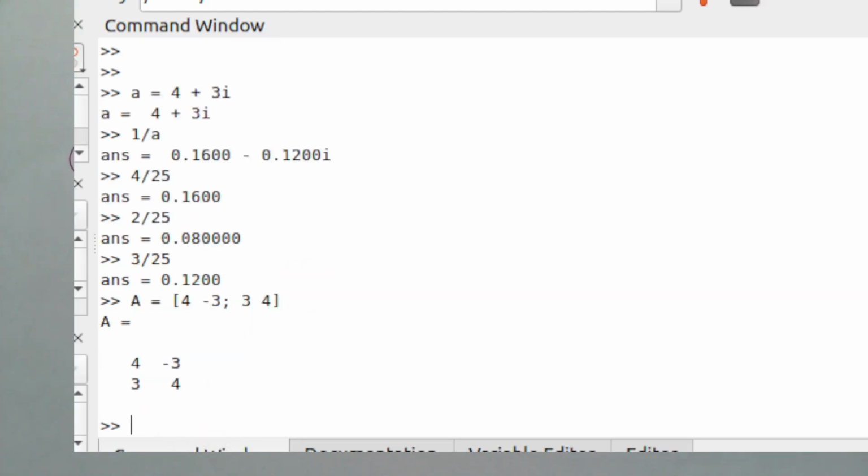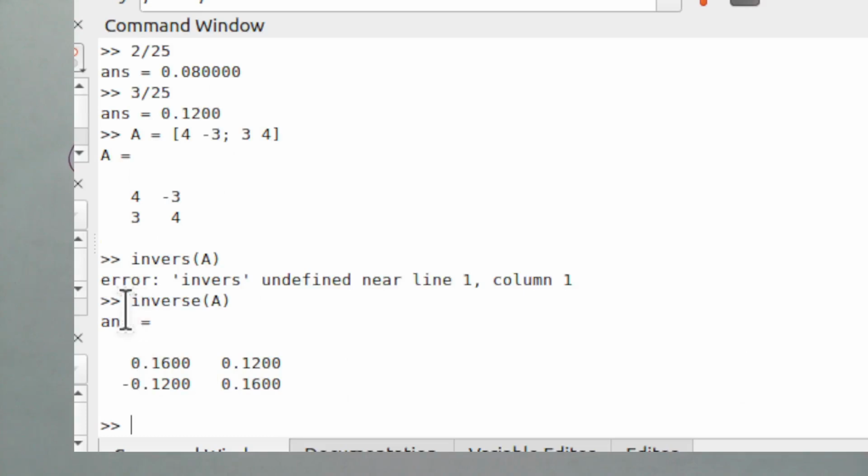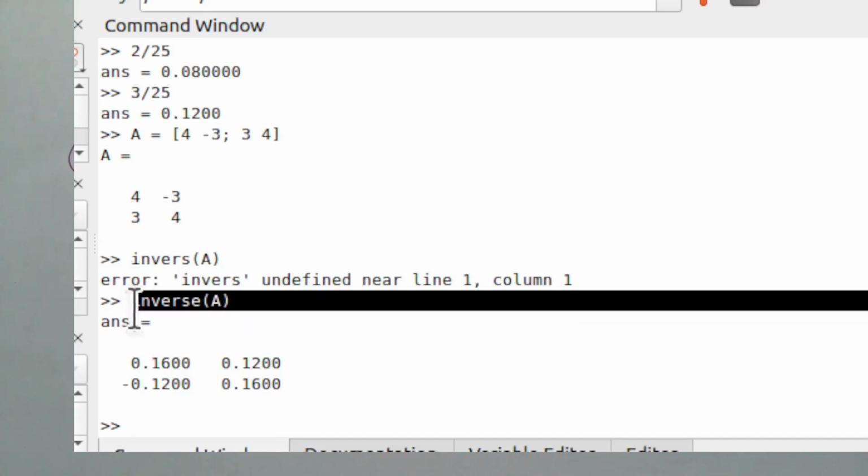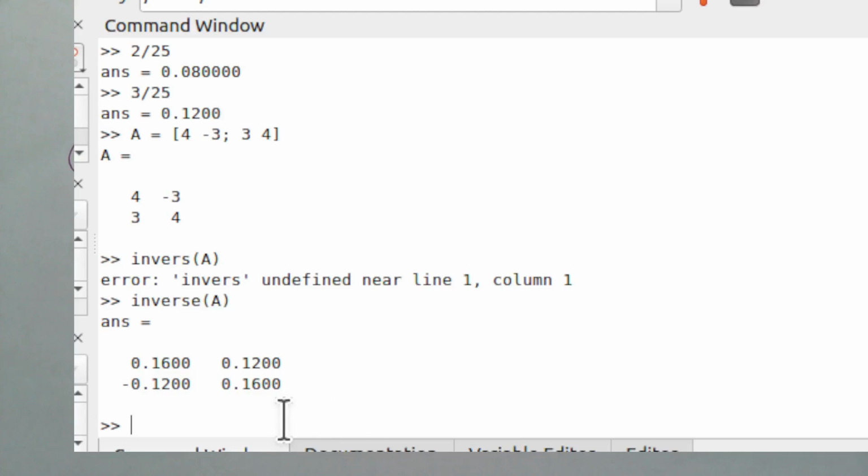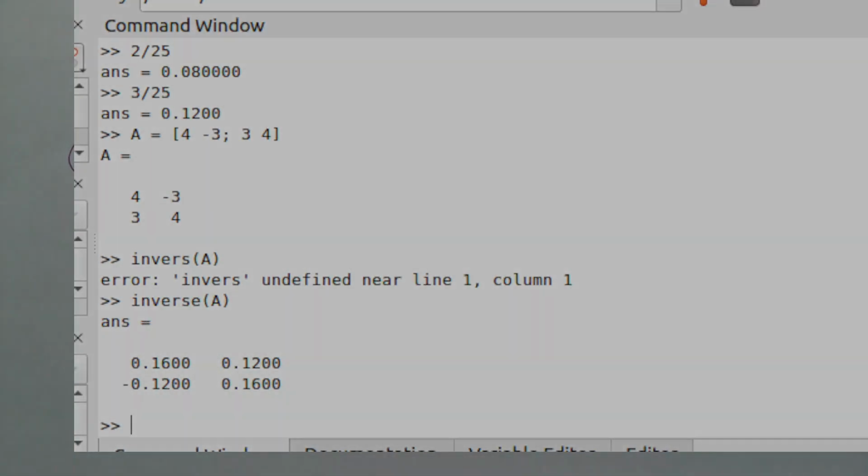In its matrix form, that number is [4 -3; 3 4]. Octave has a command called the inverse of a. You can see me doing the inverse of a here. And notice that that's the inverse matrix. And notice right there is that complex number, the complex number 4+3i.